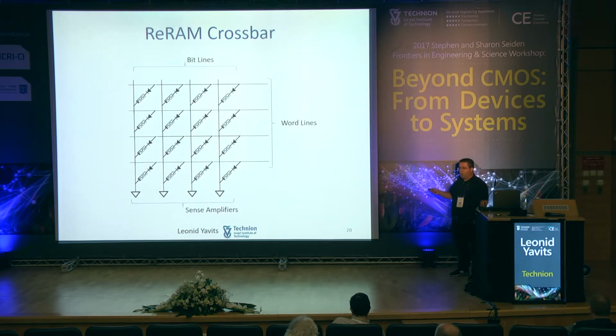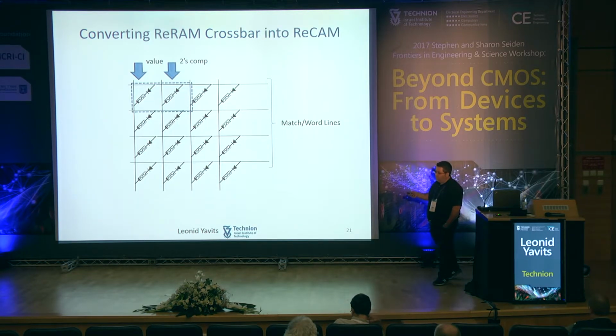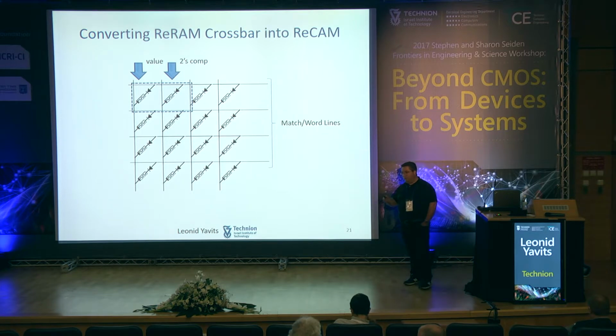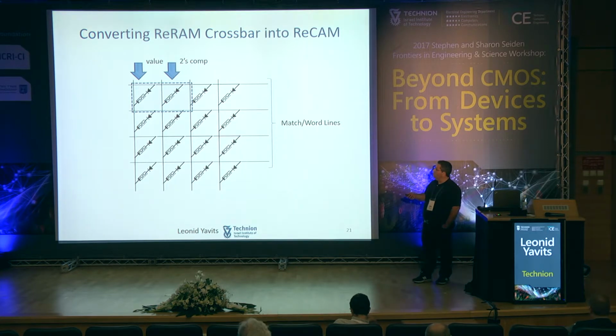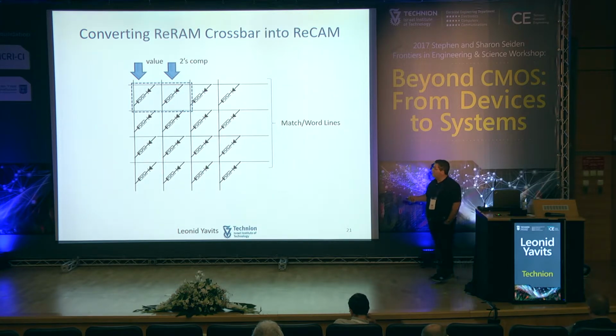We all know what a resistive memory crossbar looks like. Not everybody knows, though, that to convert RRAM into ReCAM, resistive content addressable memory, all we need to do is logically pair two memristors, two memory cells, where we write the value in, say, the left cell, and the 2's complement in the right cell. The rest is exactly the same, so it's the same crossbar.